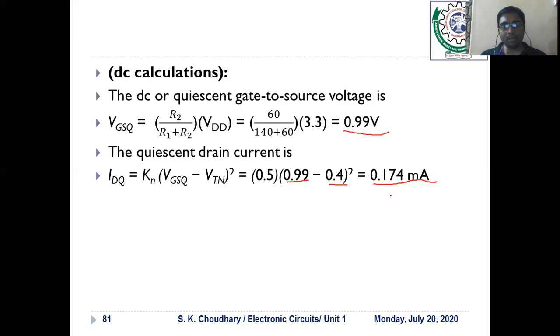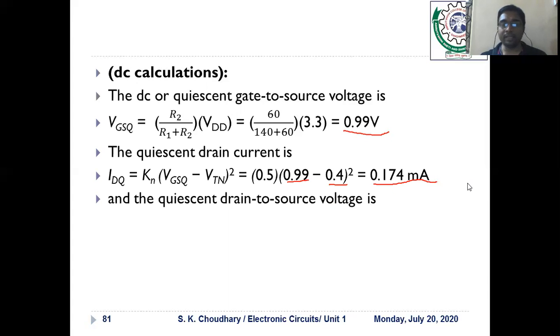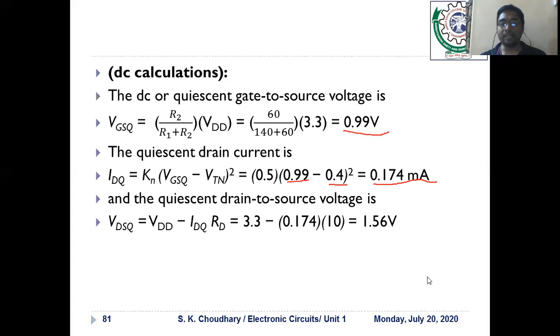After finding out the IDQ, apply the KVL on the output loop. You can easily get the value of VDSQ, that is VDD minus ID times RD. So 3.3 minus the given value of ID and RD, you get VDSQ as 1.56 volt.